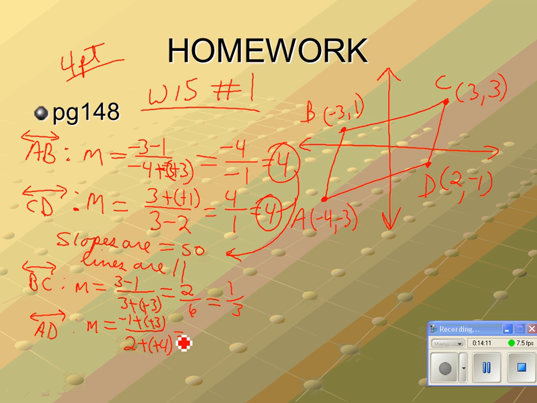Change those signs. -1 plus 3. Robert, what's -1 plus 3? 2. Thanks, Robert. Good job, Robert. 2 plus 4, 6. What's that reduced to? 1/3. Oh, it's a parallelogram.